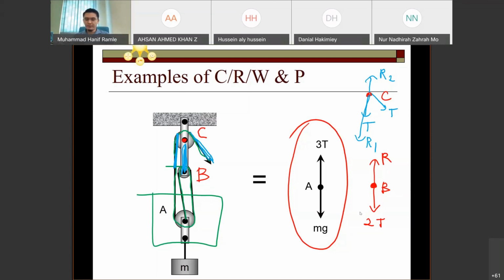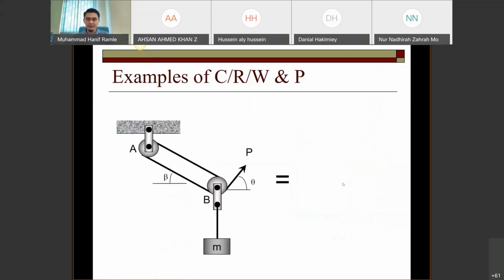So just to introduce you early about the reaction and action. Later on, you will learn further about reaction and action, which is Newton's third law. Okay, this one.